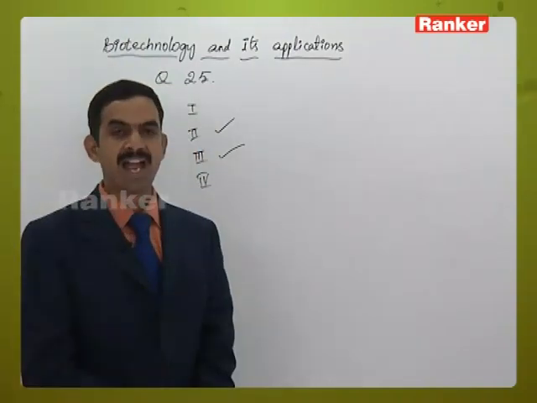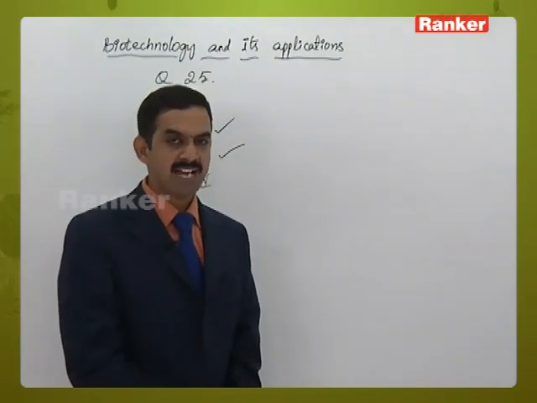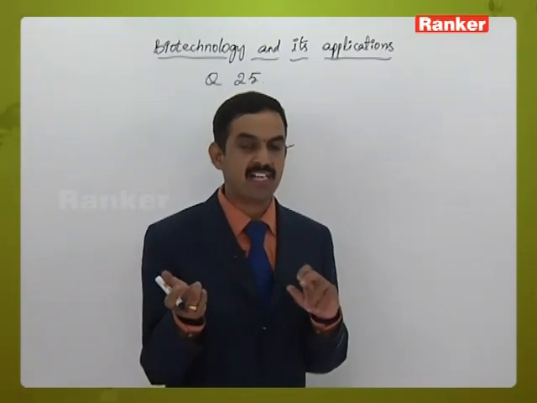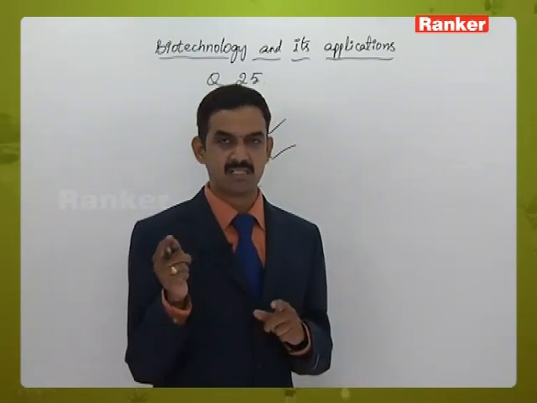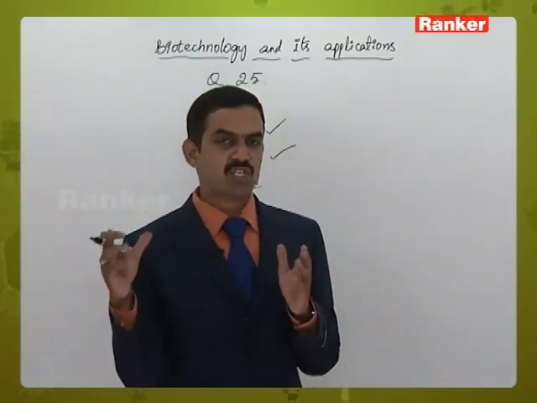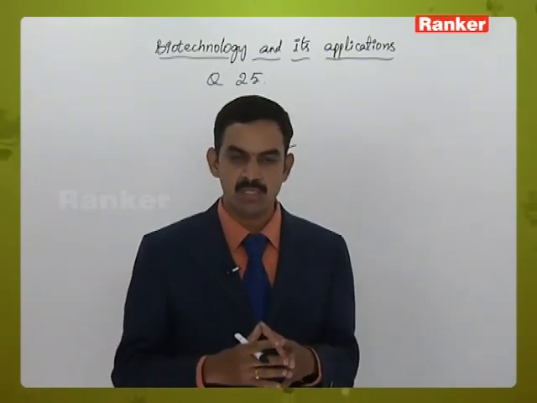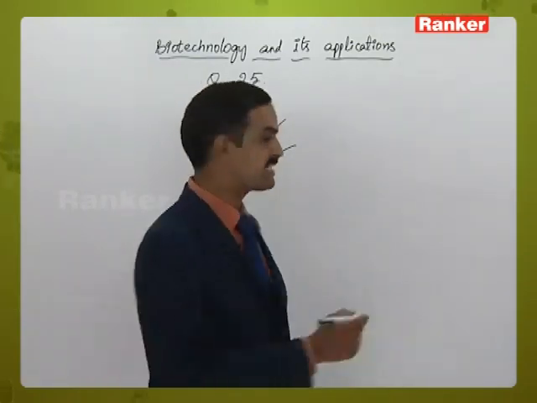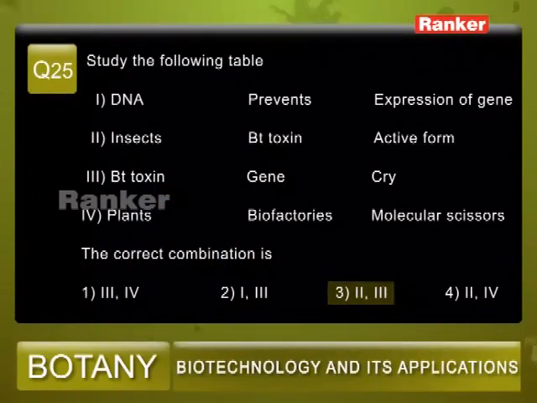Then fourth one is plants, biofactories and molecular scissors. Here the plants are used as biofactories, but that is called molecular farming, not molecular scissors. Molecular scissors means the restriction enzymes which are useful for cutting DNA molecules. Here plants as biofactories is correct, but it should be molecular farming instead of molecular scissors. So that is incorrect. So from the given 4 combinations, 2 and 3 are correct. Question number 25, the correct answer is 3.